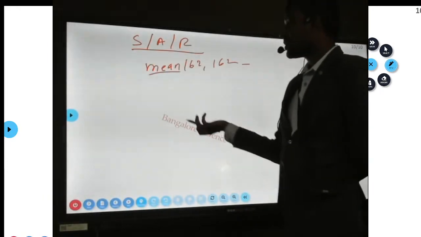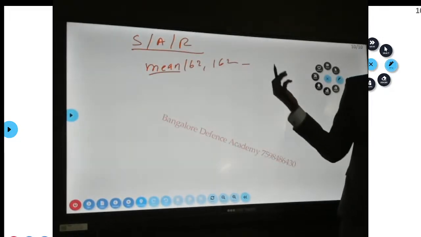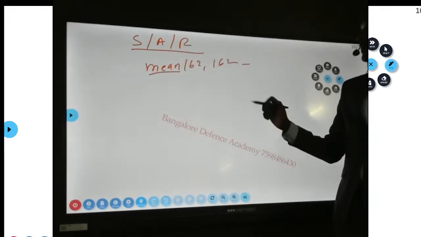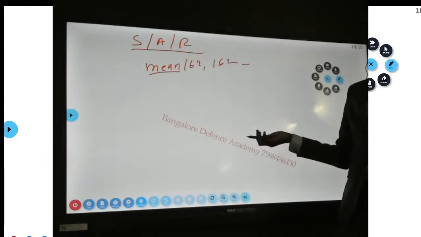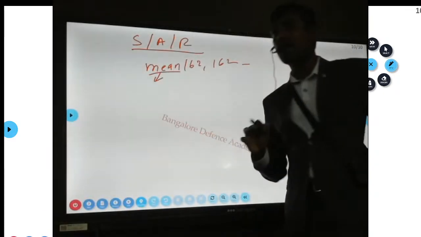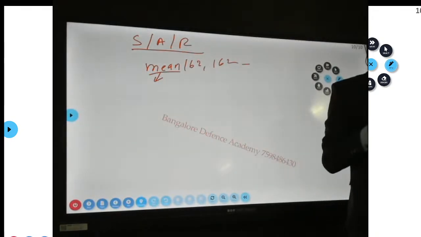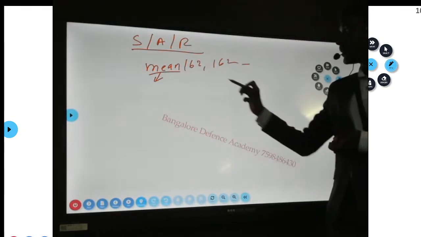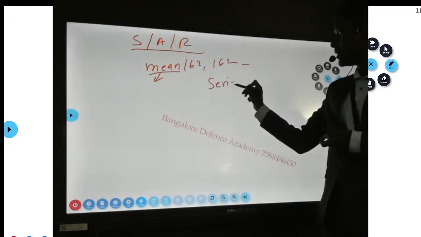They are going to use the word mean. So mean means which chapter? Average. Mean means what? Average. So you have to take the average. You understand? Now imagine you don't have the concept. Sir, I don't understand average and mean. You will suffer in a chapter called series.